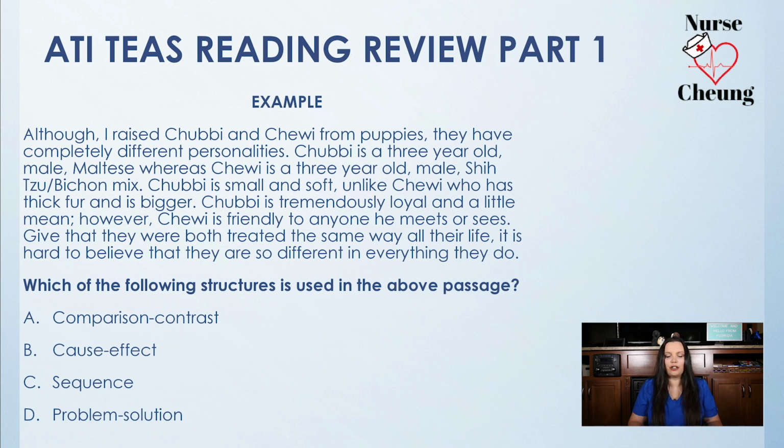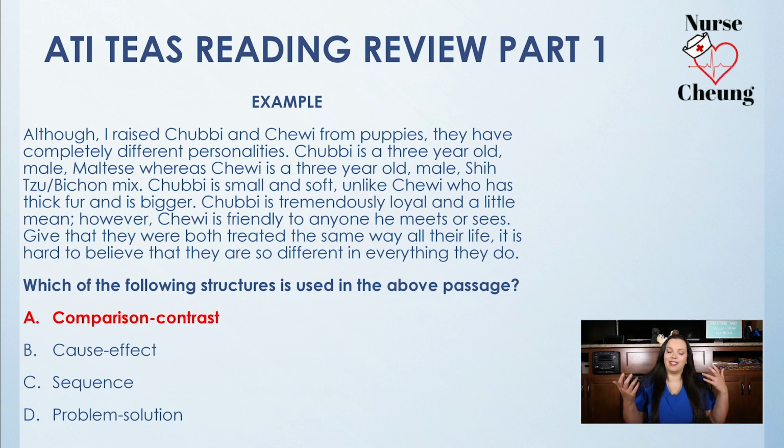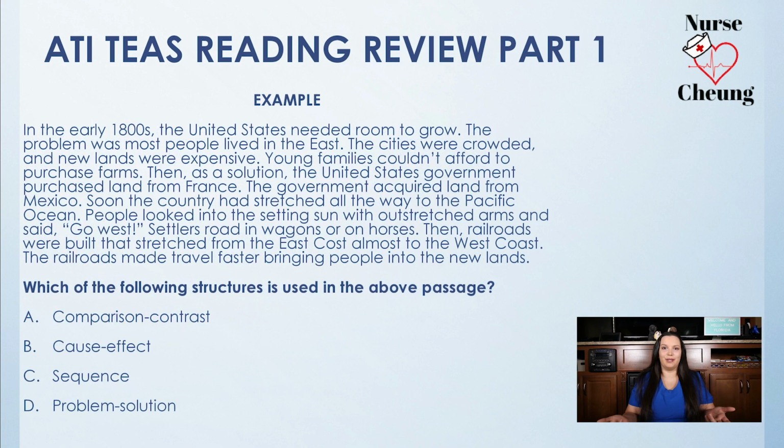Which of the following structures is used in the above passage? Is this a comparison and contrast text structure? Is it a cause and effect? Is it a sequence? Or are we looking at a problem and a solution? And as you guessed it, the correct answer is A. It is a comparison and contrast text structure. It highlights both the similarities and the differences between my two puppy dogs. So moving on to example number 2.